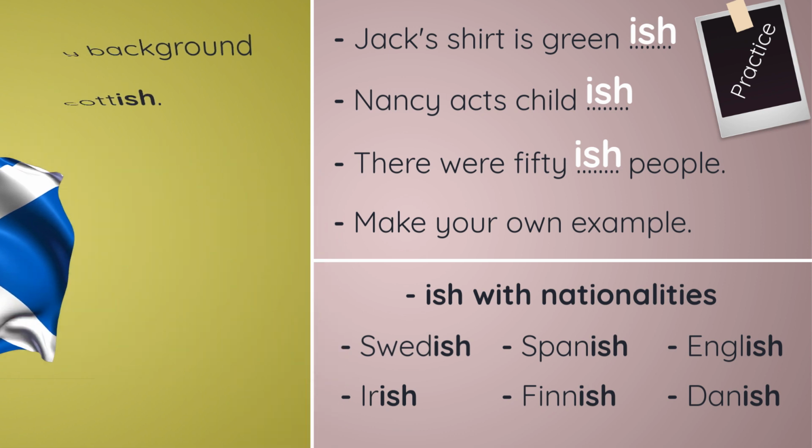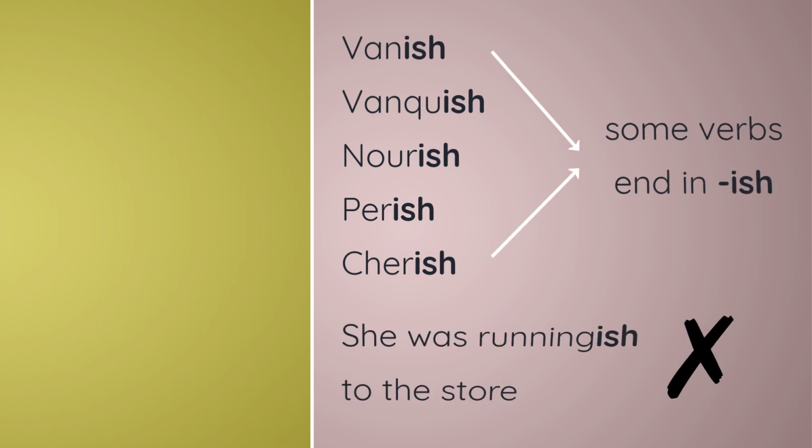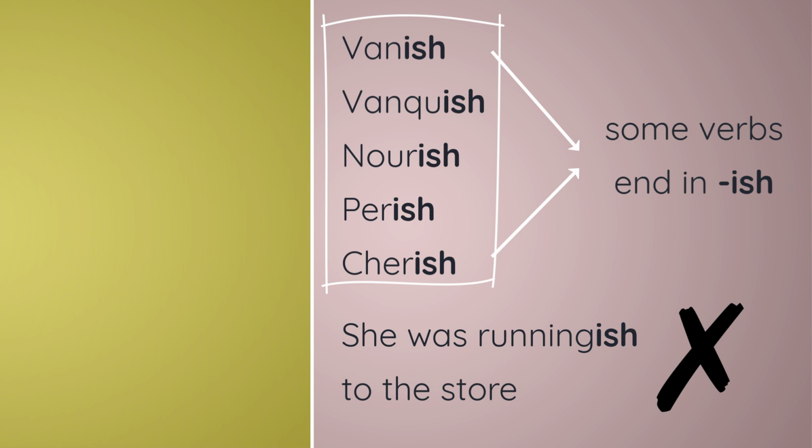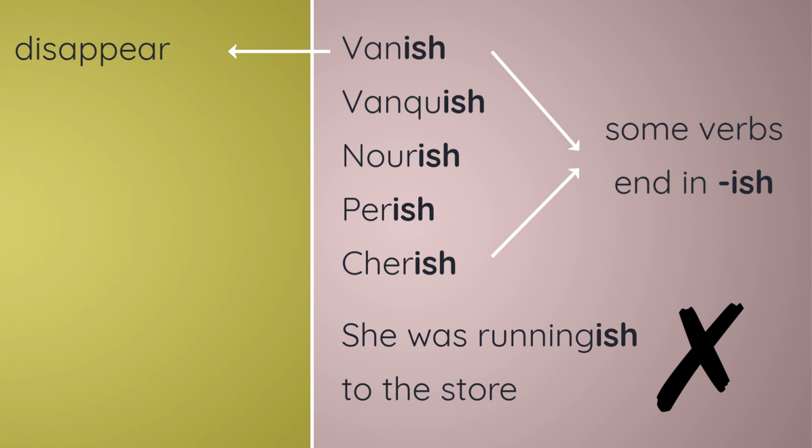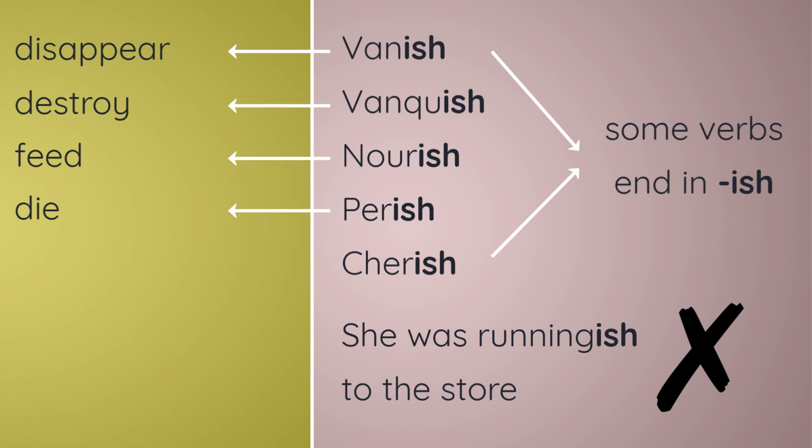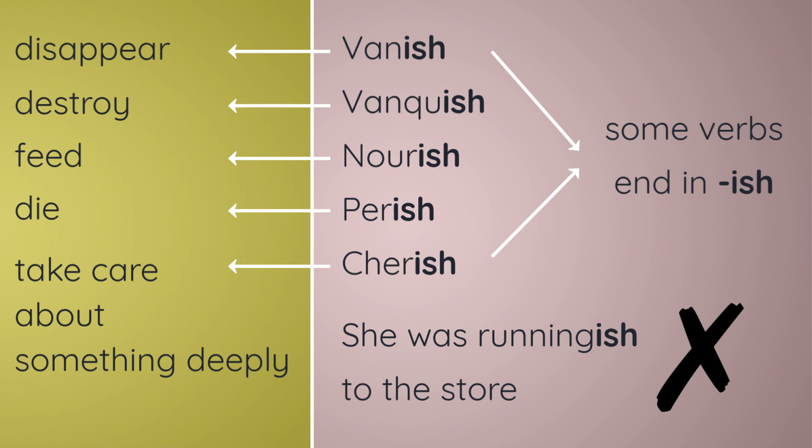So now, let's look at another way we can use ish. We talked about ish, meaning kind of or sort of. We talked about ish with nationalities. Another time you might see the ending ish on a word is with verbs. So there are some verbs in English that end in ish. We have vanish, which means disappear. Vanquish, which means destroy or conquer. Nourish, which might mean to feed. Perish, which might mean to die or to disappear. And cherish, which means to take care about something deeply. All of these end in ish.